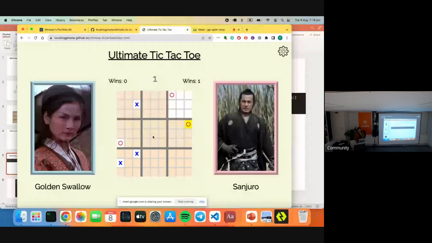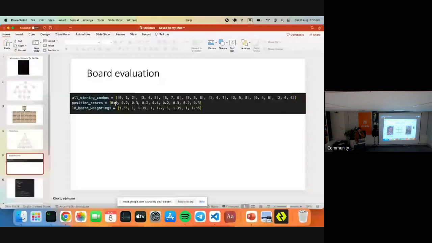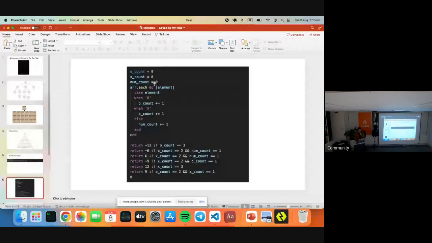And then in each of the local boards, each of the squares will have a different score as well. That's why the corner ones would have higher scores than the ones on the edge, and the center one will have the highest score. And then we have some combinations. If you have two O in a row, it will be in favor of player O and something like that.